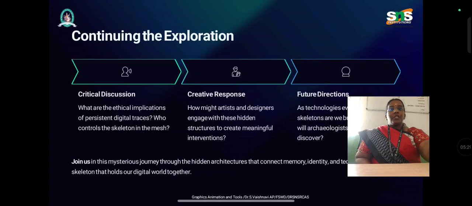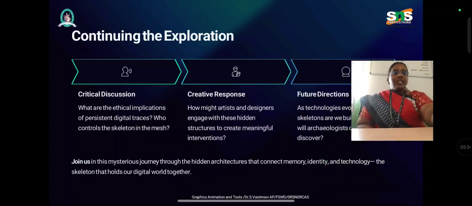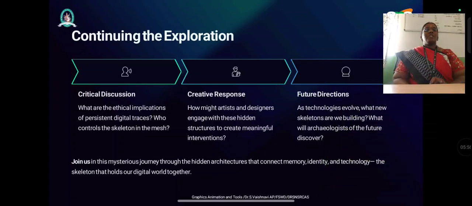So this is continuing the exploration with a critical discussion and also creative response, with future directions. What are the ethical implications of present digital traces, where it controls the skeleton and mesh, and also a creative response: how might artists and designers engage with the hidden architecture, and also it creates meaningful motion pictures. So this is the future direction. It's a technology that evolves from a skeleton to build an architecture to an archaeology, where the future is discovering its future.